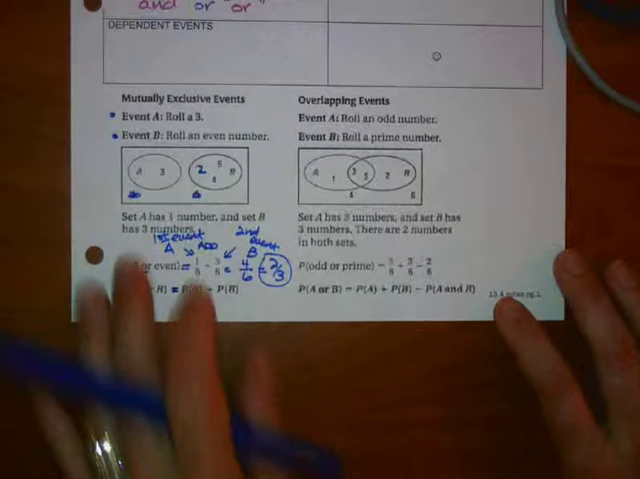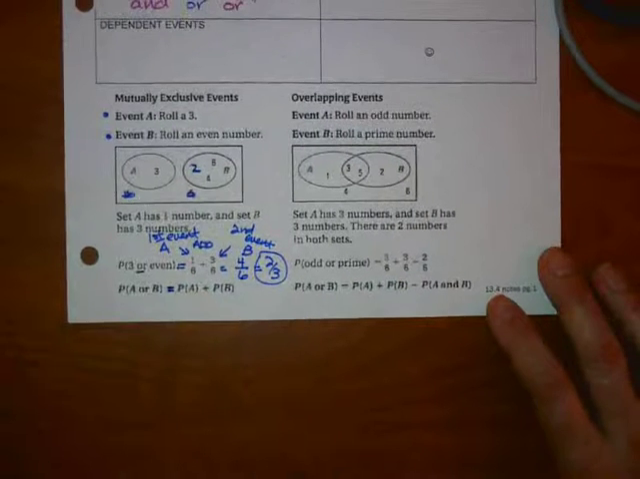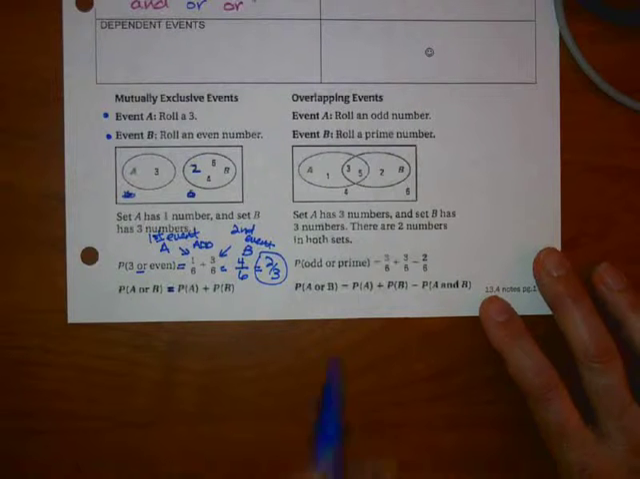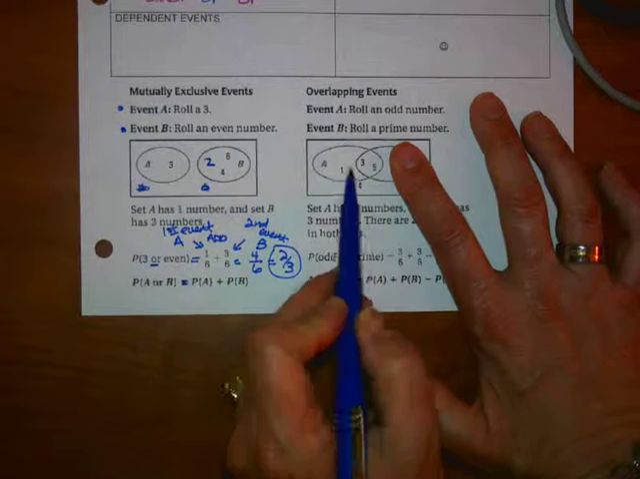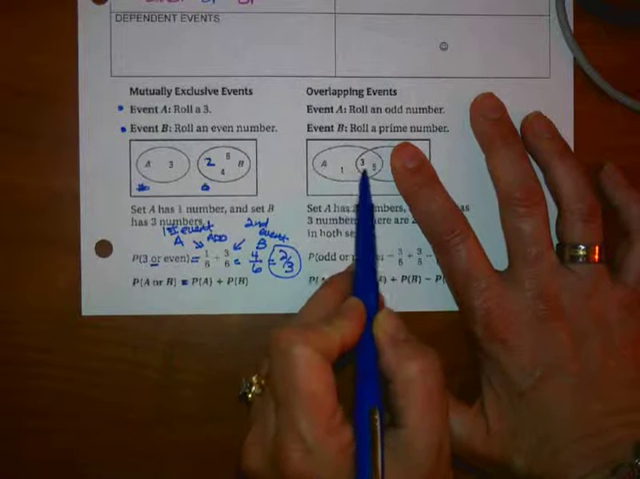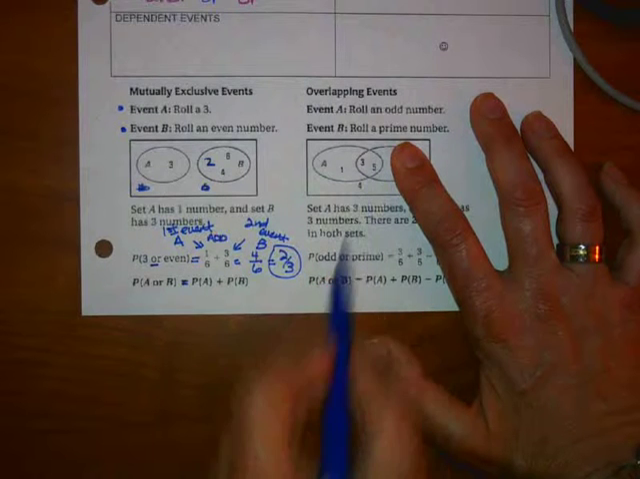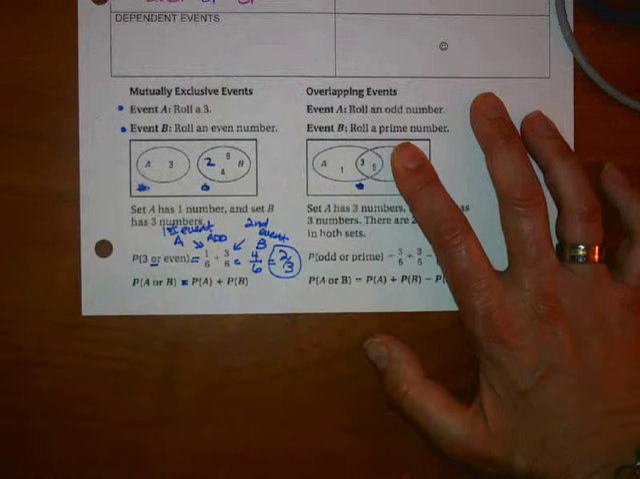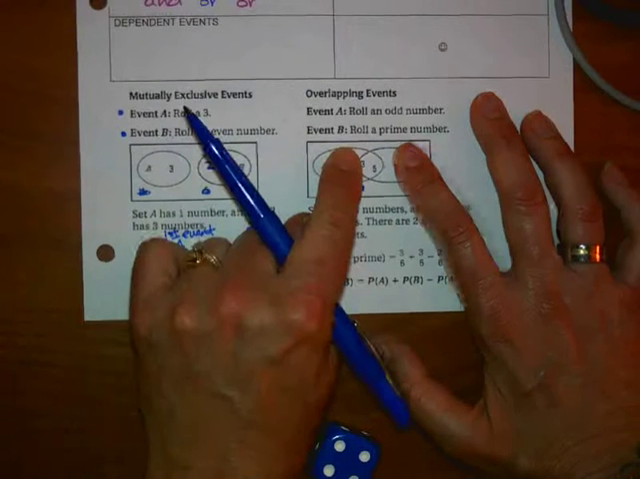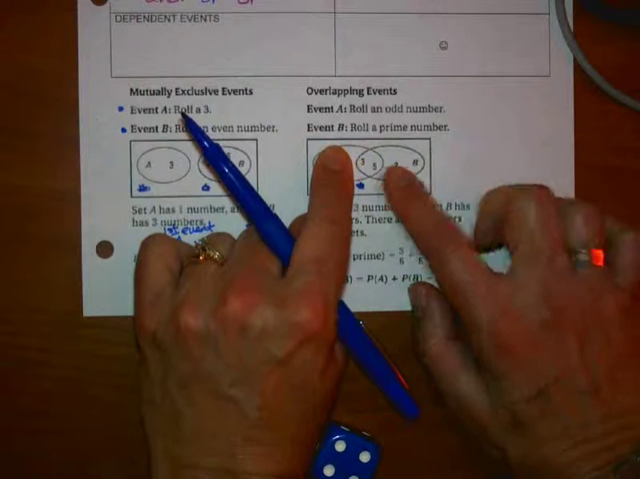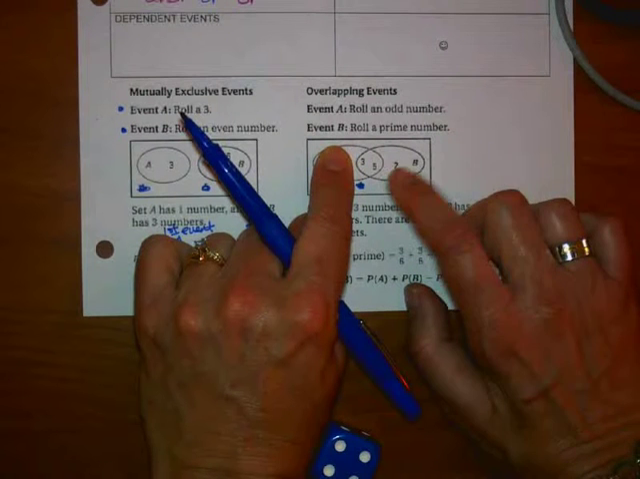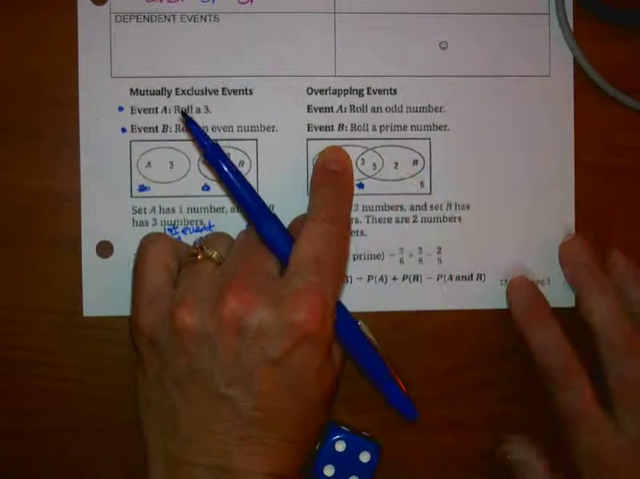All right, overlapping events. Let's see what happens here. So your first event is rolling an odd number. So my first A here has 3 numbers that qualify, 1, 3, and 5. 3 numbers that qualify for an odd number on a die. Then event B says roll a prime number. Well, there's also 3 numbers that qualify for rolling a prime number, and that is 2, 3, or 5.